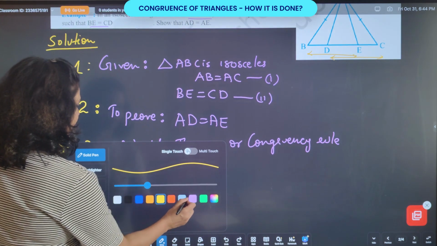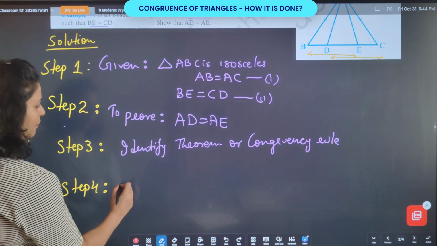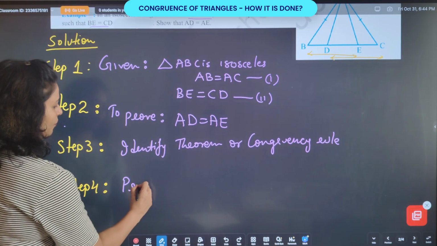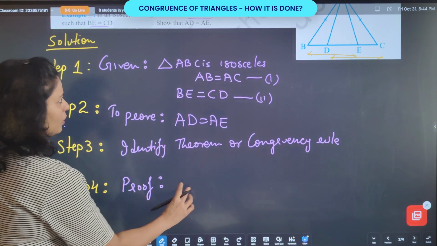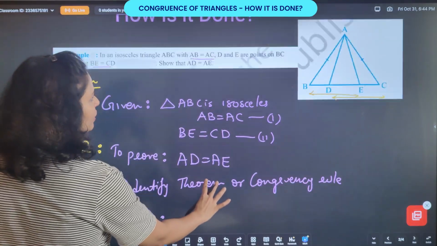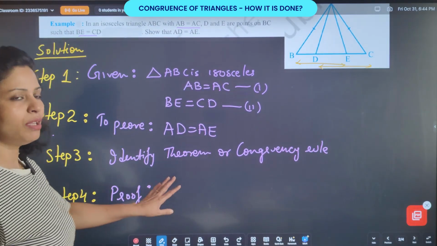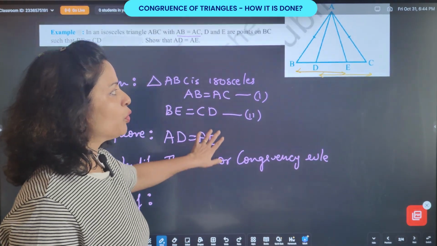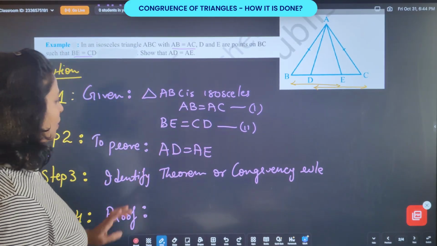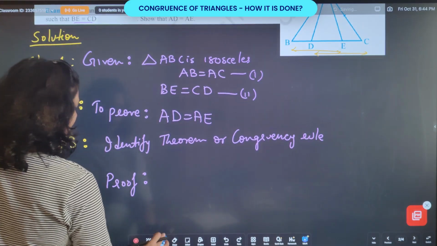The fourth step should always be the proof. So now we are going to prove this. This is my proof. I will start proving this question. Which theorem can I apply here?